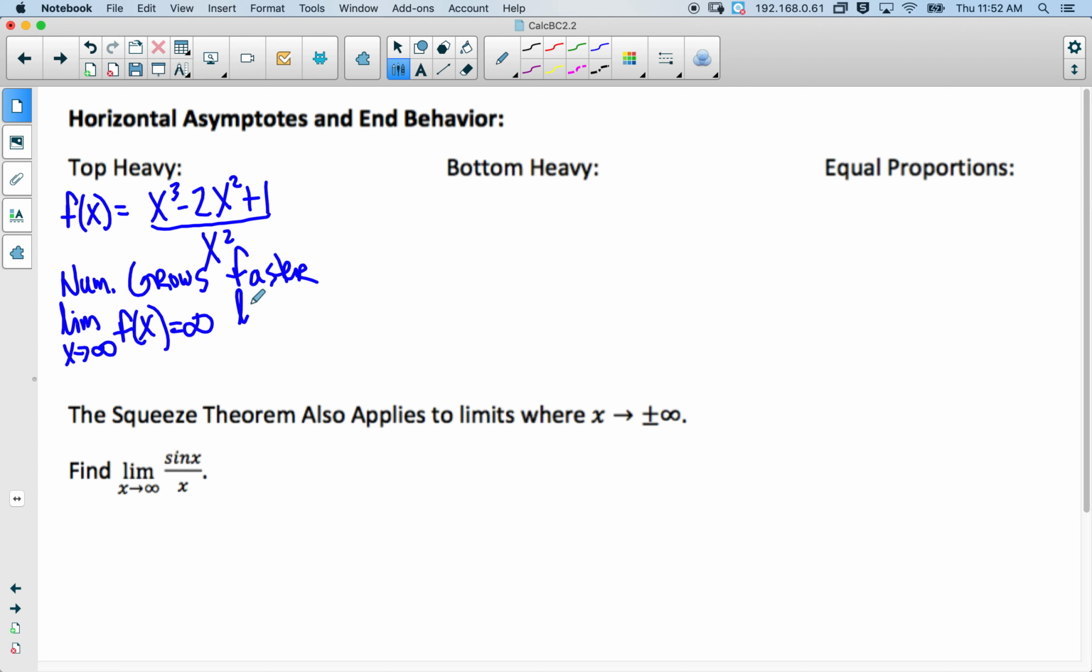Now what about the other direction? Let's think about the limit as x approaches negative infinity. So now we know the numerator is growing so much faster, but we need to consider if it's going to positive infinity or negative infinity. So a negative number cubed is going to be negative.